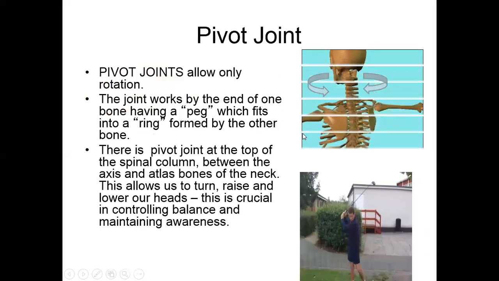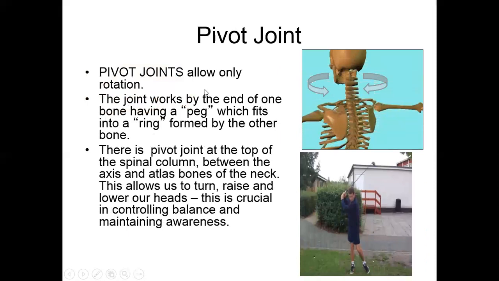The next one is the pivot joint. The pivot joint allows only rotation. It doesn't allow moving forward and backward. It allows rotation. The joint is formed by the end of a bone having a peg which fits into a ring. So there is a peg fitting into a ring formed by another bone.